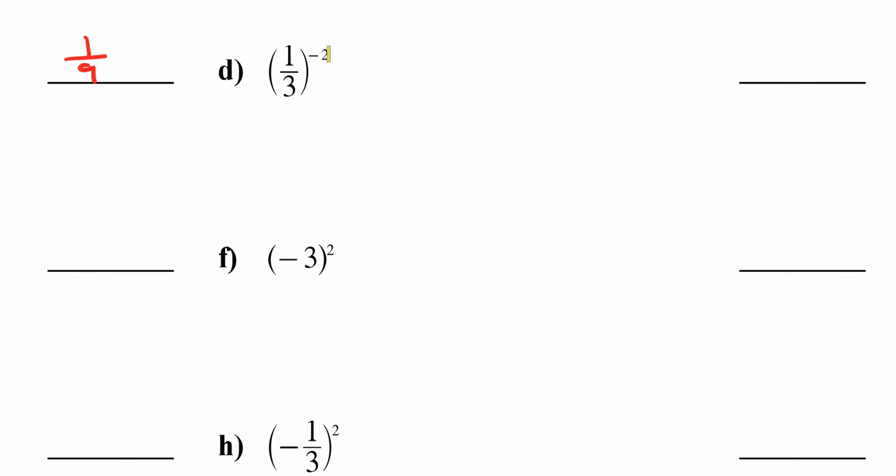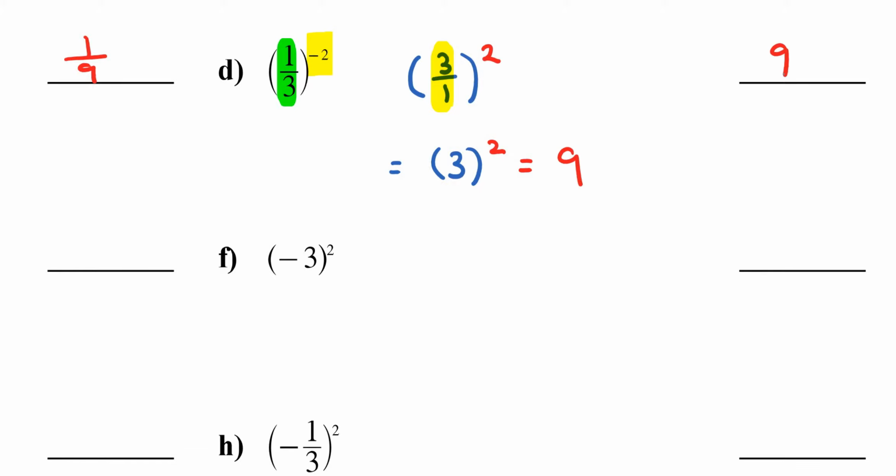For letter D, once I have a negative exponent, the trick here is you take everything on the inside and you can flip it or reciprocate it, which is 3 over 1. And then the power becomes a positive exponent. Now, if I continue on here, 3 divided by 1 is simply going to be 3. And this will be 3 to the power 2, which is 3 times 3, which is 9. So my final answer for that one is going to be 9.